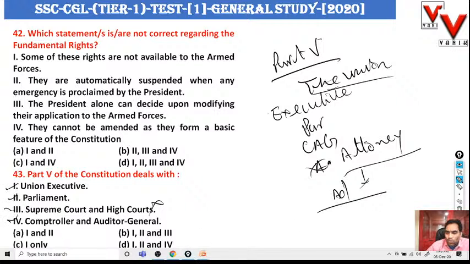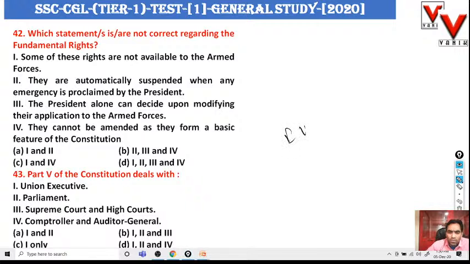So the right answer is going to be D: first, second, and fourth. The union executive is mentioned in part 5. Parliament is mentioned in part 5. Comptroller and Auditor General is mentioned in part 5. The Supreme Court and High Courts are not mentioned in part 5 of the constitution. So the right answer is going to be first, second, and fourth, so the right answer is D. The answer to 43 is D.